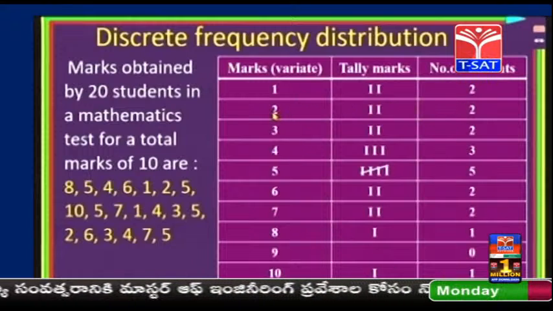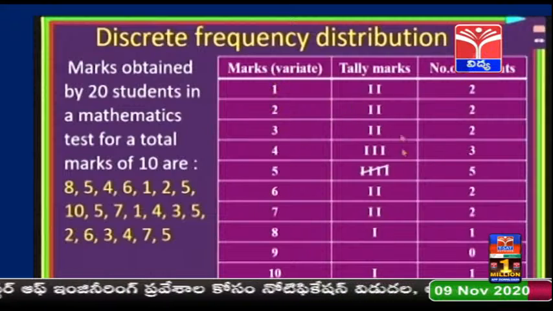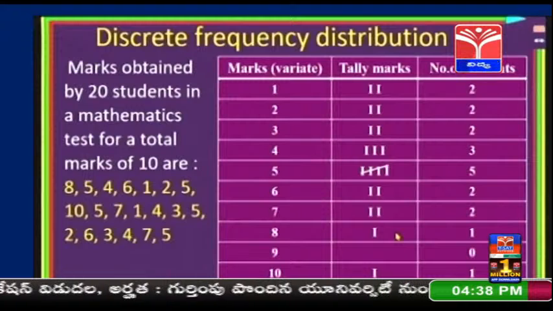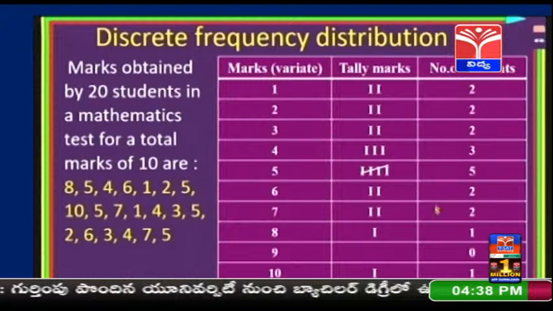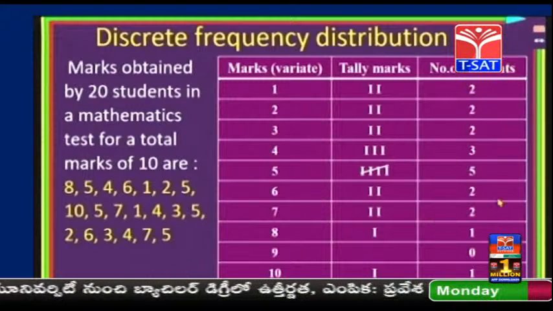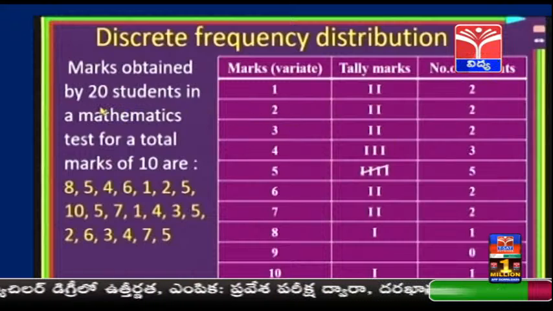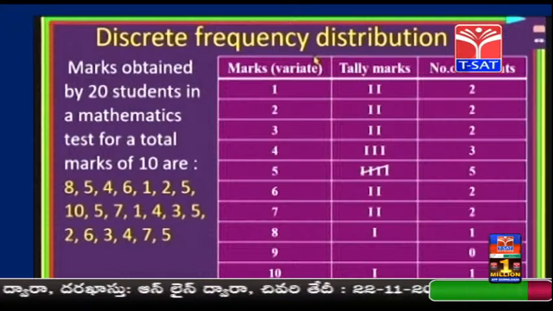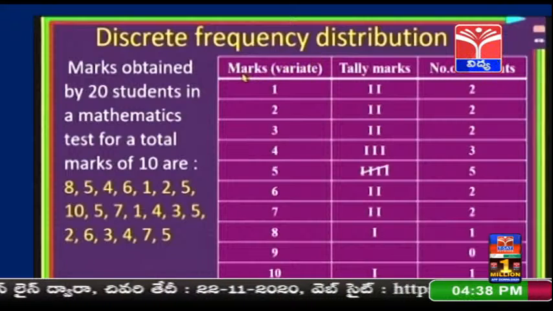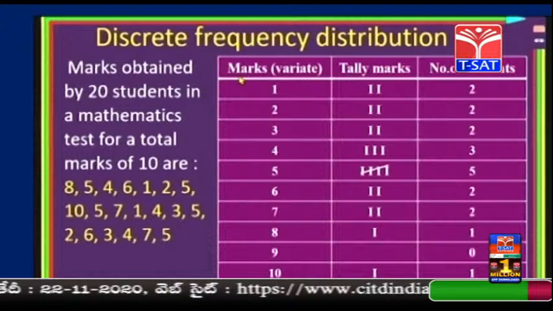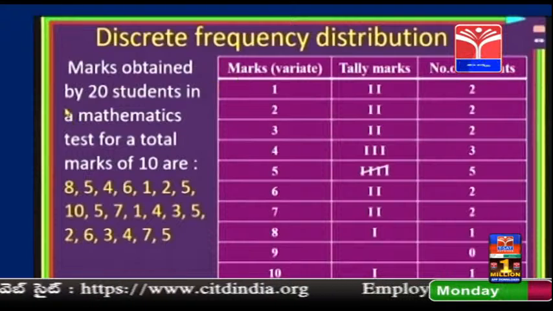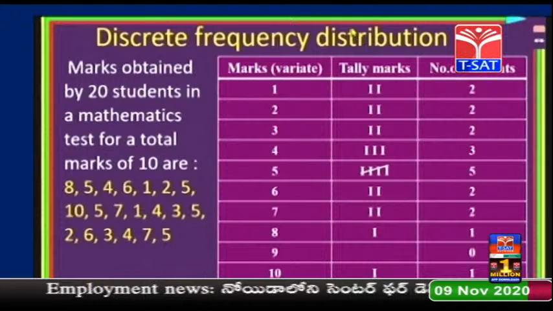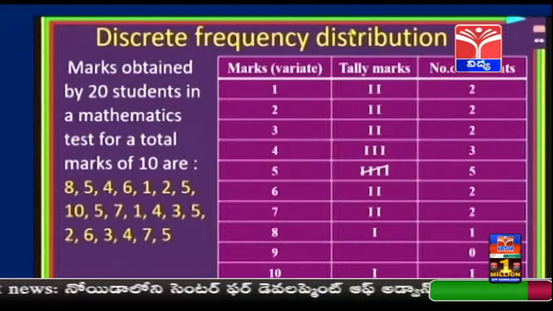Here in the table, these are the tally marks. Tally marks are useful in tabulating the raw data. The sum of all these frequencies gives the total number of observations. So, this is about discrete frequency distribution. As the actual observations of the data are shown in the table with their frequencies, this table is called discrete frequency distribution or ungrouped frequency distribution.